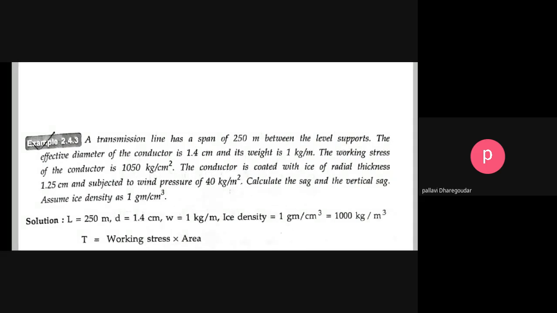What is small d? It is the diameter of the conductor itself. It is the bare conductor itself, not any coating. So the diameter of the bare conductor is 1.4 centimeter. Next is W, that is the weight, equals kg per meter, that is also given.